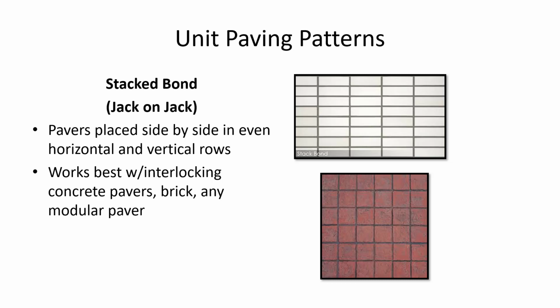Stacked bond, jack on jack. Pavers are placed side by side in even horizontal and vertical rows. Works best with interlocking concrete pavers, brick, and any modular paver.